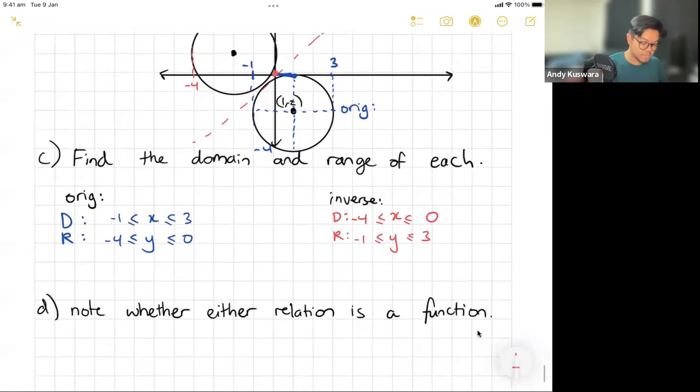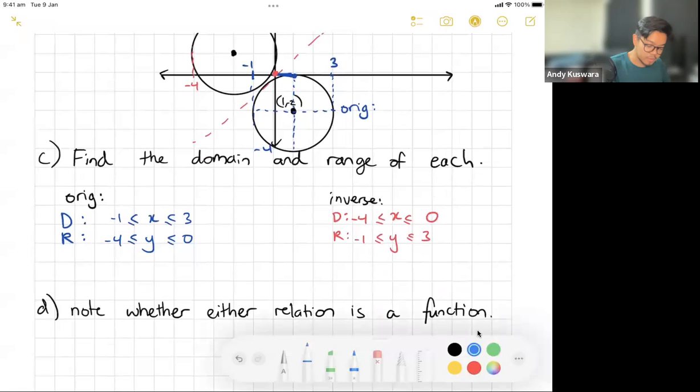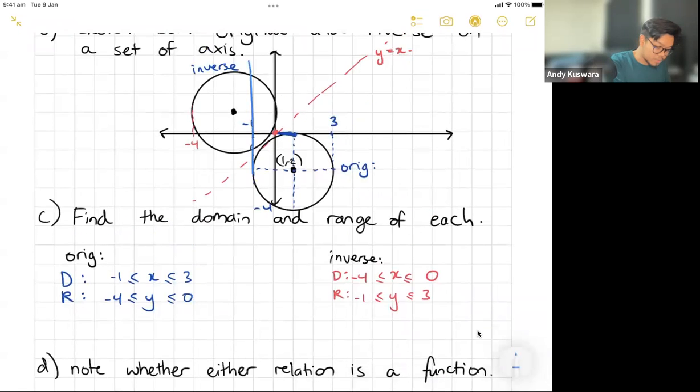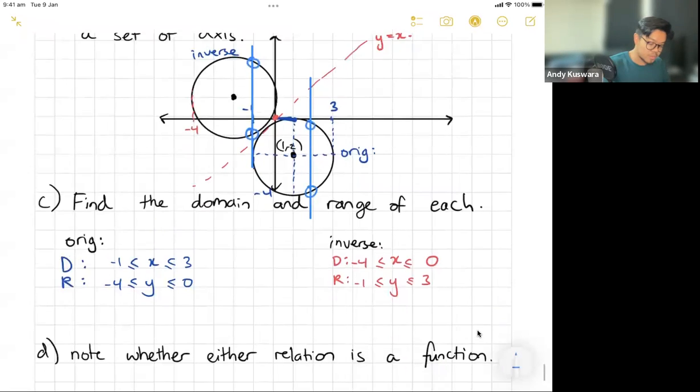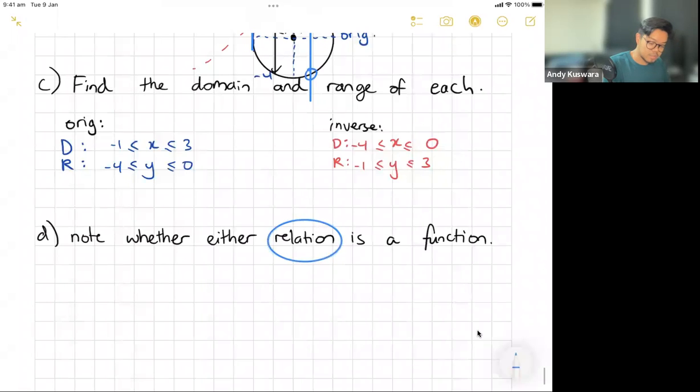Last thing here, note whether either is a relation or a function. If I drew a vertical line anywhere, I would cut the graph more than once. I would cut the graph at 2 points. I can see I'd cut the graph at least there twice and at least there twice. There's places where that happens. So these ones here are a relation. So right here, both are relations, not functions.